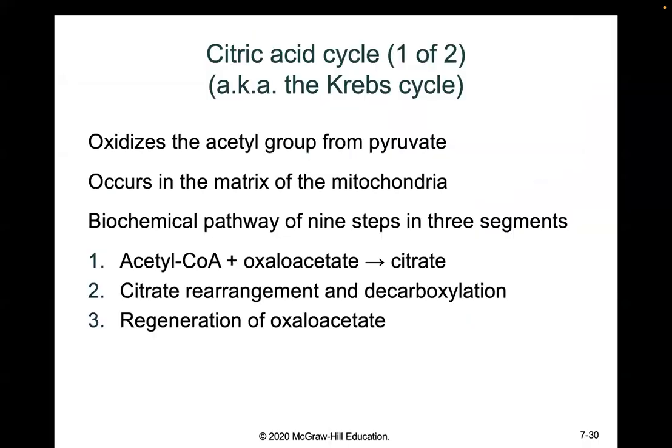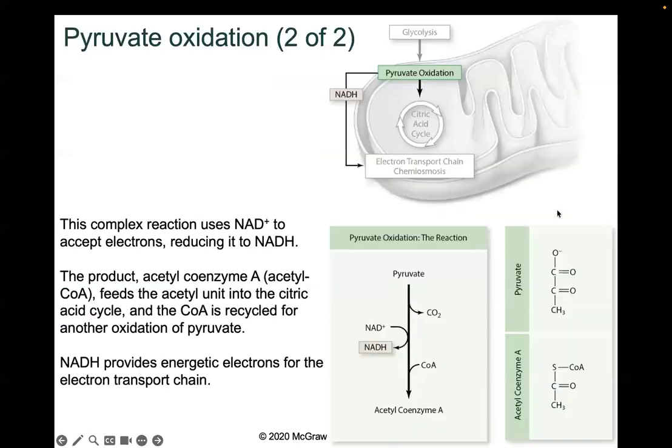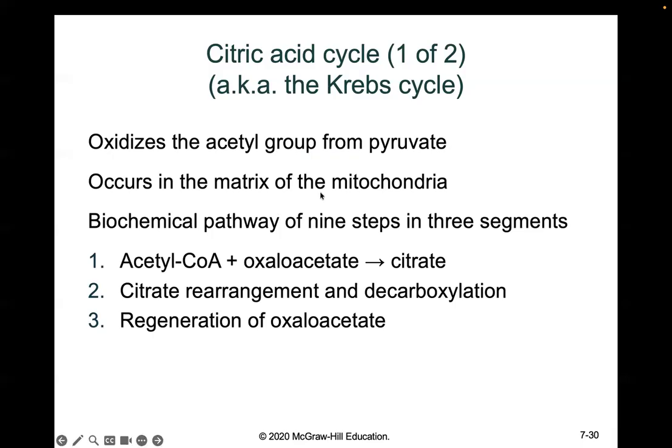Now, this pyruvate oxidation enters the citric acid cycle. So what you're trying to do is break down pyruvate to acetyl-CoA, to be further oxidized and reduced more and more. This Krebs cycle is also called many different names. It's 9 steps of biochemical pathways divided into 3 segments.